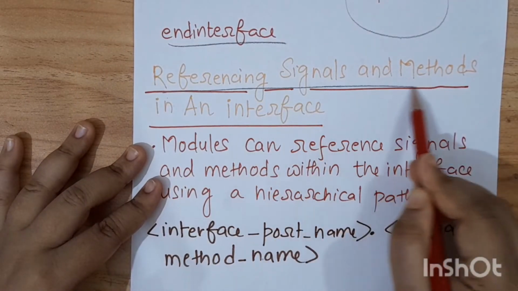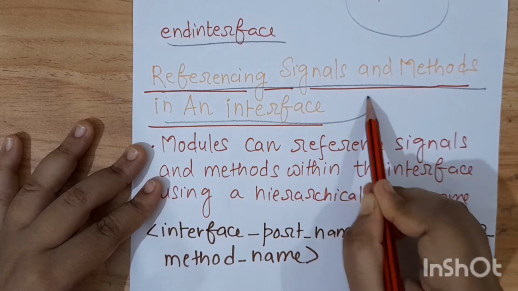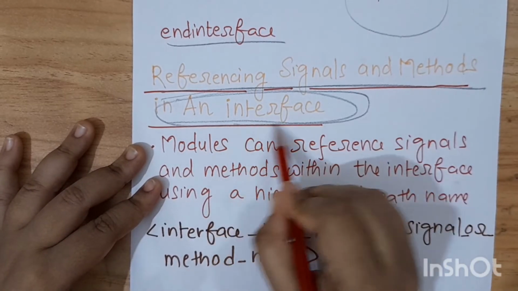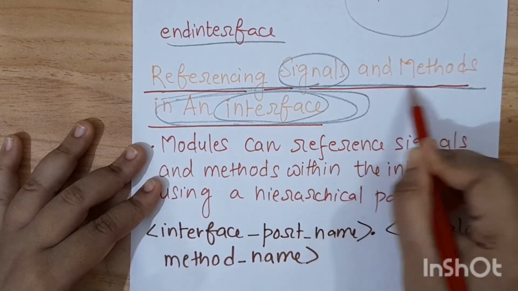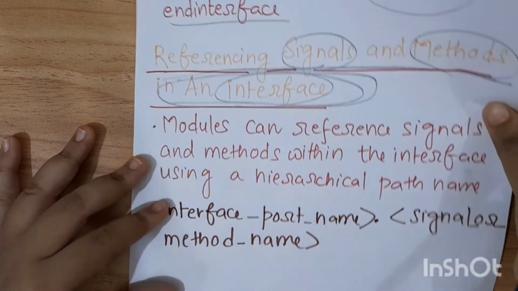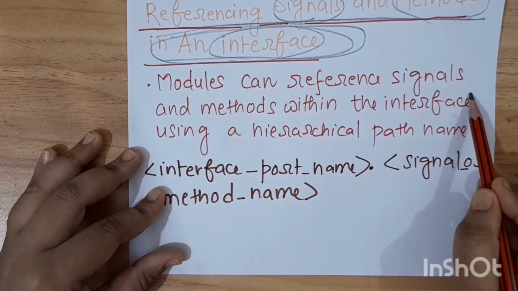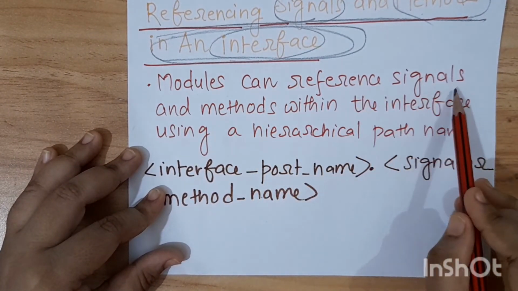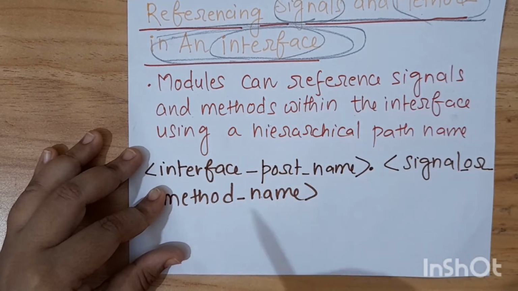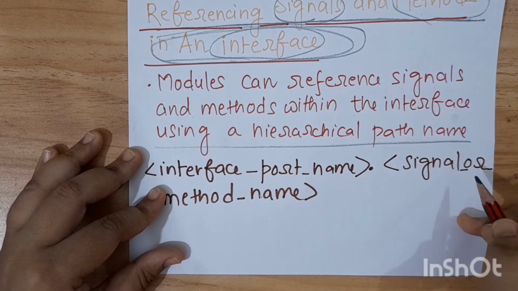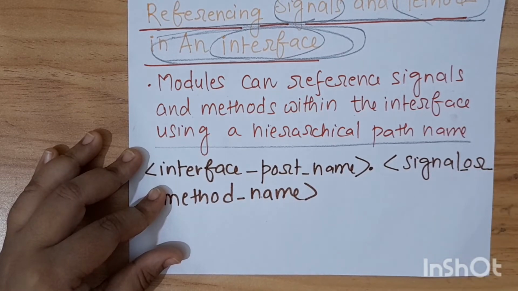Now referencing signals and methods in an interface. So we have seen that in an interface we have signals and we have methods. Now we will see the referencing. Modules can reference signals and methods within the interface using a hierarchical path. Till now we have not seen the referencing done through a hierarchical path.